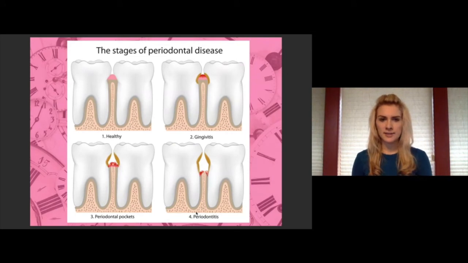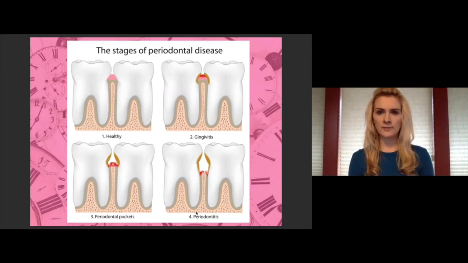So the stages of periodontal disease. In the upper left, we have a healthy tooth.